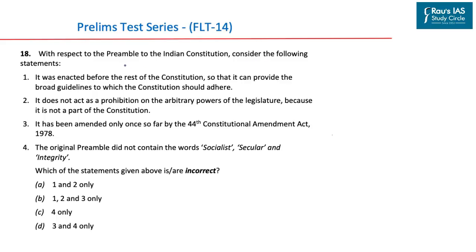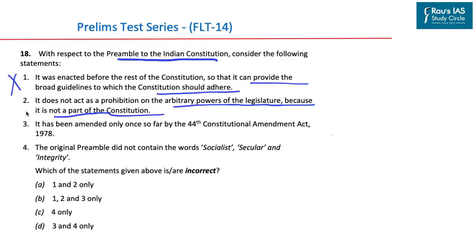regarding the preamble. The question says that with respect to the preamble to the Indian Constitution, consider the following statements. Number 1. It was enacted before the rest of the Constitution so that it can provide the broad guidelines to which Constitution should adhere. No, this statement is incorrect. Second, it does not act as a prohibition on the arbitrary powers of the legislature because it is not a part of the Constitution.